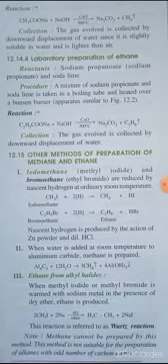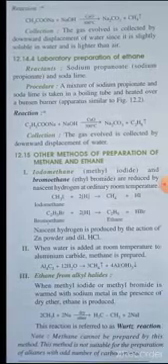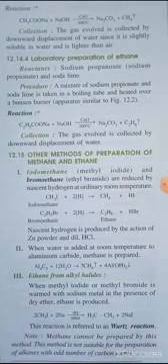The gas evolved is collected by downward displacement of water, since it is slightly soluble in water and is lighter than air. So why is it collected by the downward displacement of water? This may be a very important question which can be asked. What is the reason? Since it is slightly soluble in water and is lighter than air. It is lighter than air and water, and it is slightly soluble in water. That's why it is collected by downward displacement of water.